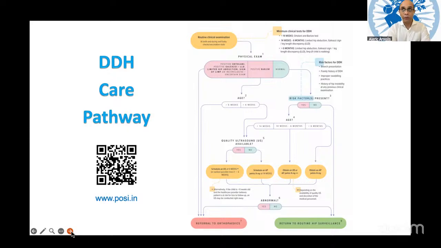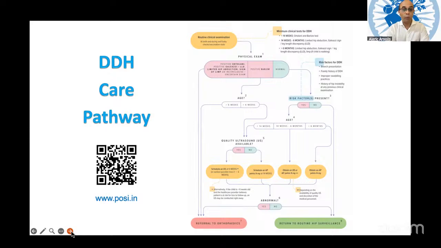So based on that awareness creation, looking at the evidence of literature, and then using the Delphi approach to develop consensus among the group of these stakeholders, we developed this care pathway for India. It's available on the POSI website as a free download. If you point your smartphone to this QR code, it'll take you directly to the POSI website, and you can then access the guidelines. We have the details of the entire process, how we went about developing the guidelines, and the actual guidelines themselves.